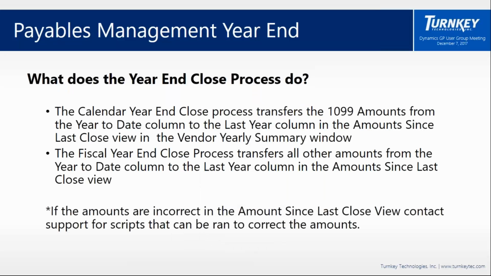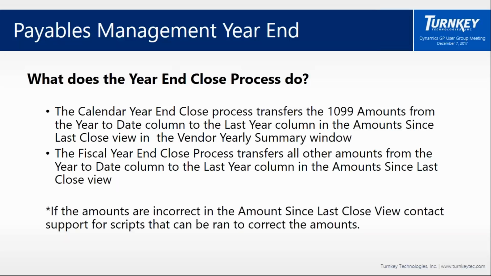Okay, so what does it do? The calendar, since that is date sensitive, when we're talking about your 1099 amounts, is what moves it from your year to date to the last year column. So it's taken from one bucket into the next bucket. It's clearing out that year and letting you process those 1099s now. The fiscal year end close process is what transfers everything else: any of the other vendor information, what was paid, the dollar amounts, things like that.